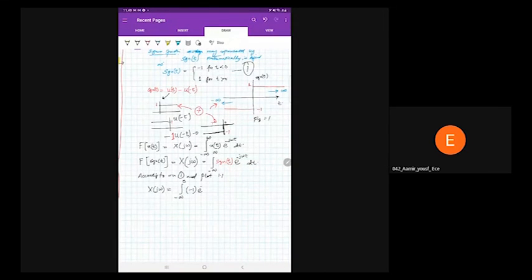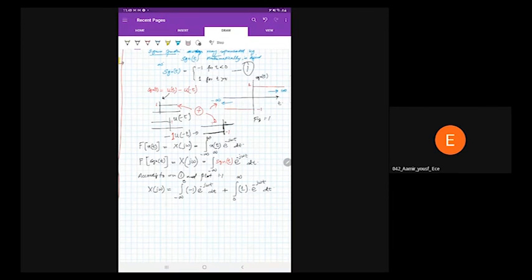Then e raised to power minus j omega t, then you have dt. The other part of the signum function is the positive side part, which will be from 0 to plus infinity. There you have 1. You do not have minus 1. You have plus 1 into e raised to power minus j omega t dt. Okay.